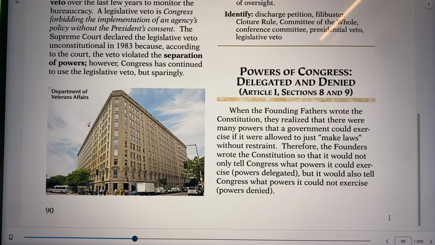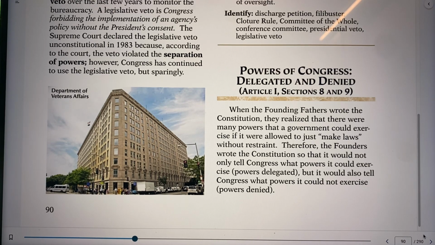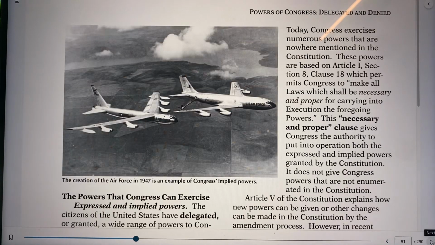It comes from the Constitution in Article 1, Sections 8 and 9. All of Article 1 talks about Congress, right? So in this article it tells us that there are powers that could be exercised, and there are certain powers that cannot be exercised. Powers that are delegated are those powers that they have the power to do, and powers denied are the ones they cannot do. It's pretty easy there.